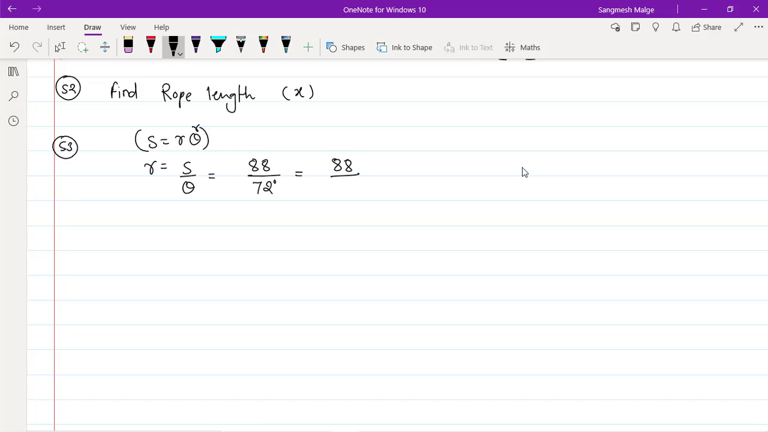Only then will meter and meter cancel. Okay, so this is what we get: 88 over 72 into, since you want to convert it into radian, pi comes on top and 180 degrees below. 18 fours are 72, 4 twos are 8 and 4 twos are 8. So how much is it? 220 by pi. So pi is nothing but 3.14. Find the approximate answer and tick mark the correct option.